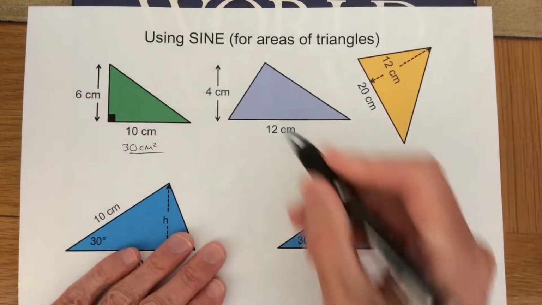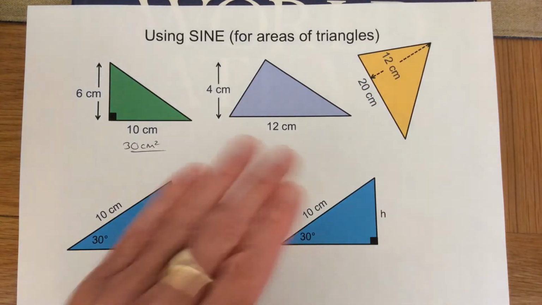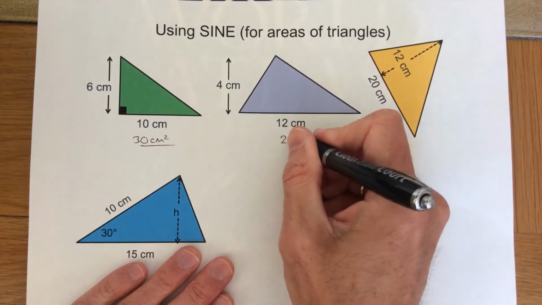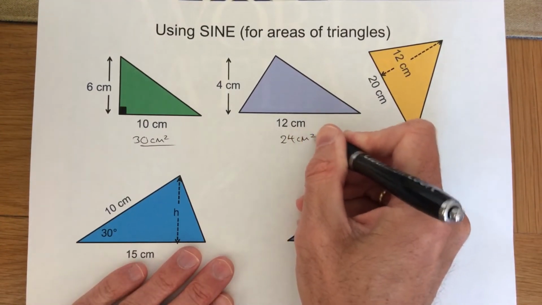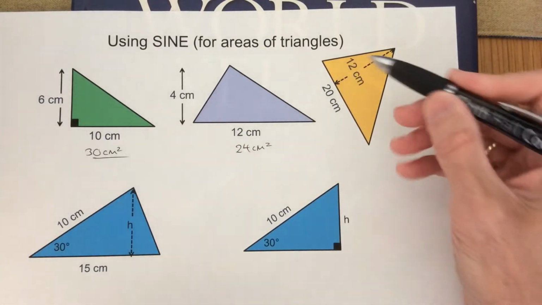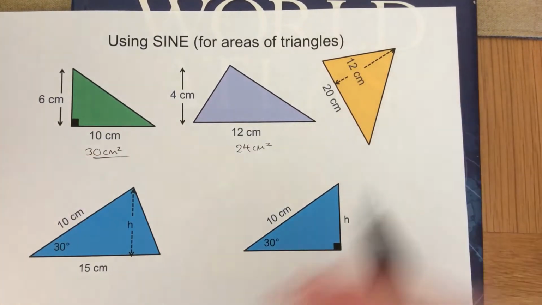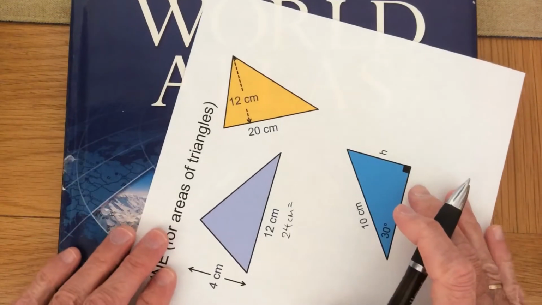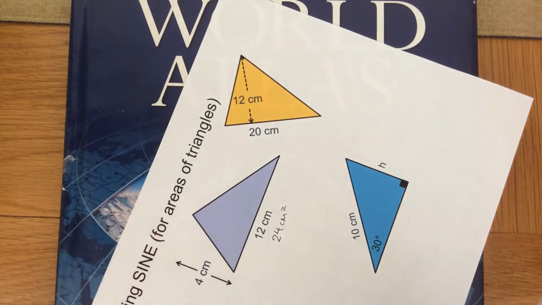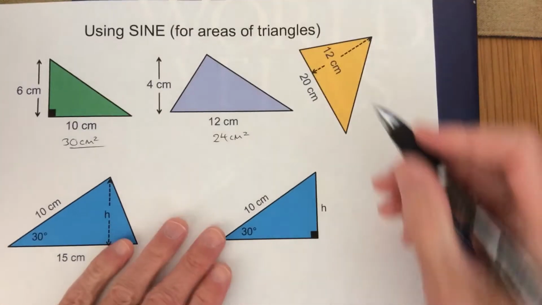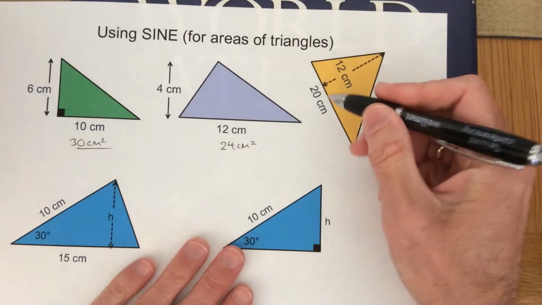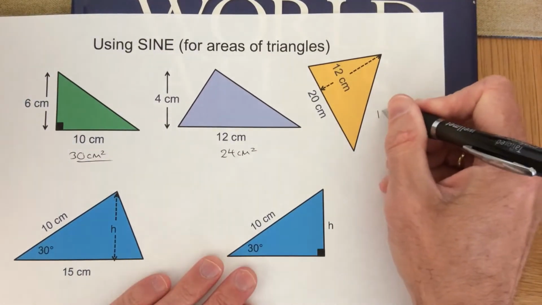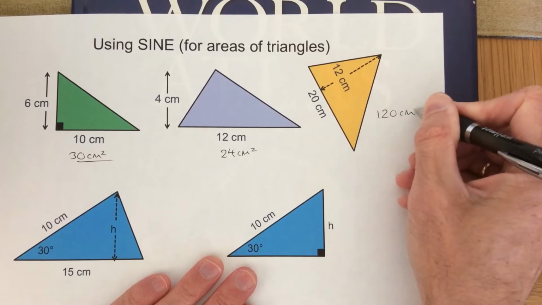That's easy. This one again, you've got your perpendicular height, you've got your base of 12, so 48 divided by 2, 24 centimeters squared. This one again, you've got the perpendicular height is 12, but it's inside the triangle. That's no problem. Times by 20. There you go, you see, it's perpendicular. So 12 times 20, then half it, well, I might as well just half the 20. So 12 times 10, which is 120 centimeters squared.